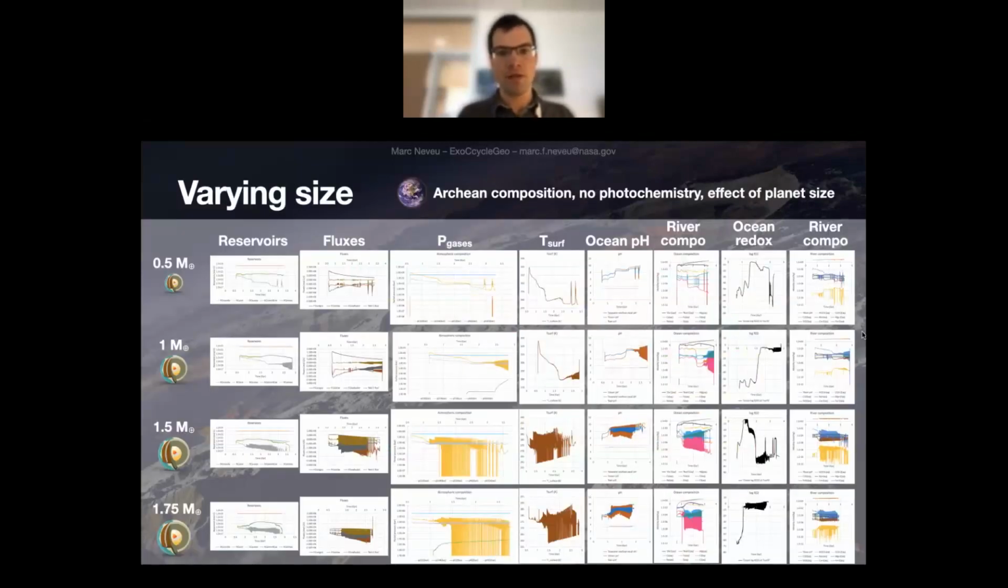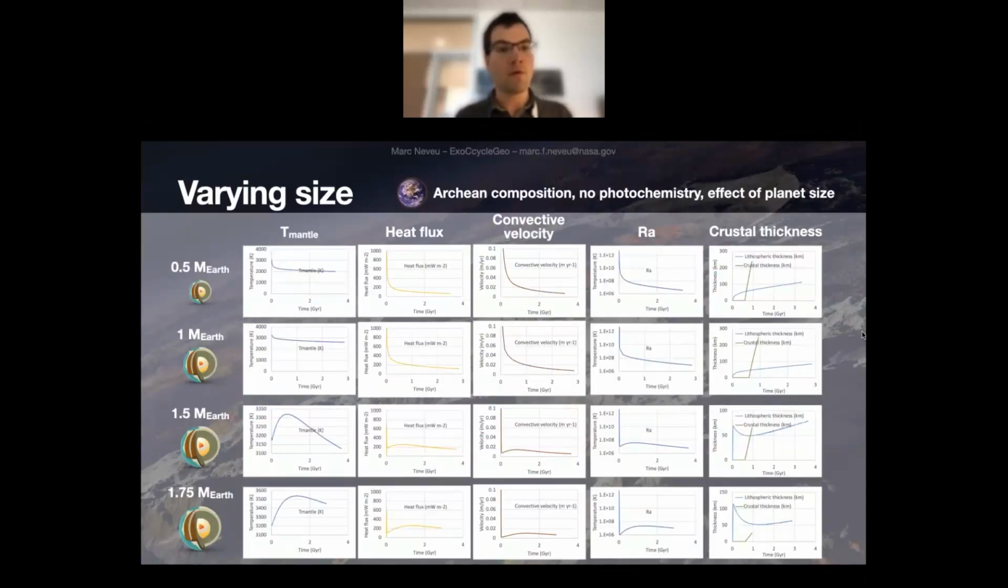So just very quickly, I'm not expecting you to see anything on this eye chart other than the column and row headers. The column headers are the various outputs I just presented, and an example of how outputs can vary for different planet sizes. I didn't mention it, but the code also outputs a few important geodynamic parameters like the mid-mantle temperature, the heat flux at the base of the lithosphere, the convective velocity, the Rayleigh number in the convecting mantle, and the thickness of the crust and lithosphere.